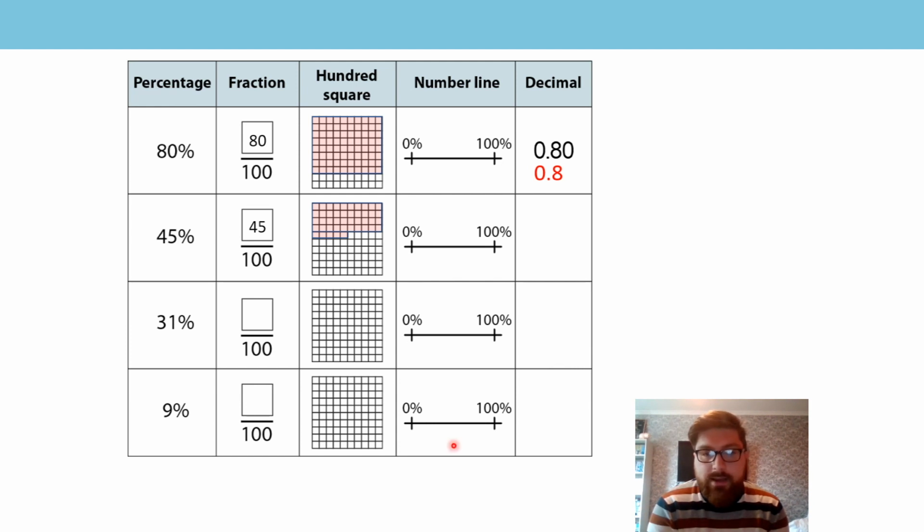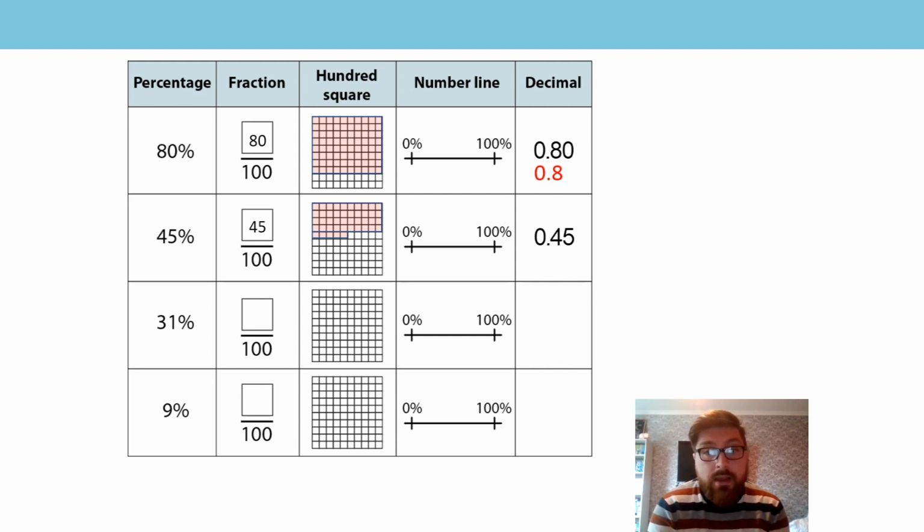On a number line, now we know that 50%, don't we, is going to lie exactly halfway between 0% and 100%. So our 45% is going to be just, I think, just to the left of 50%. So somewhere around here would certainly be a very sensible estimate of where 45% would be. And finally, as a decimal, we would represent this as 0.45, wouldn't we?